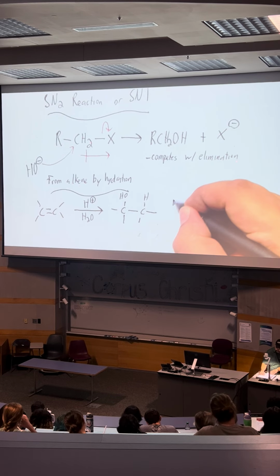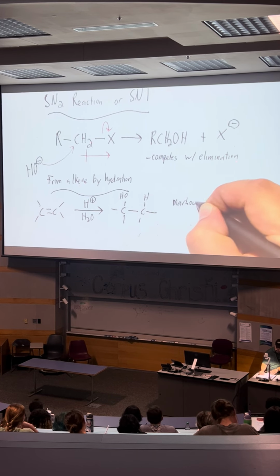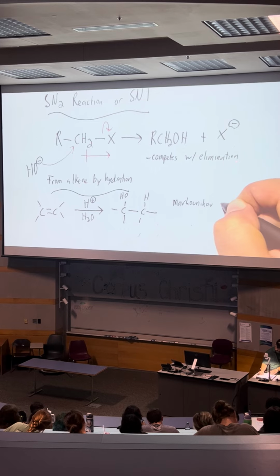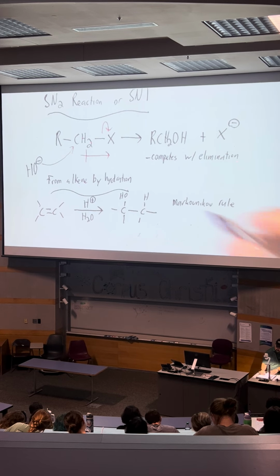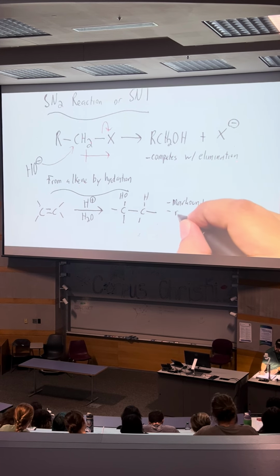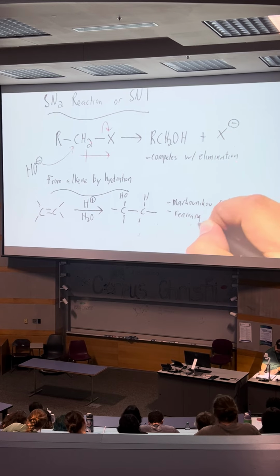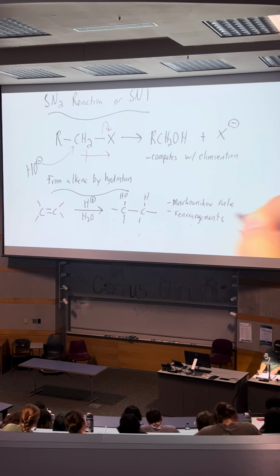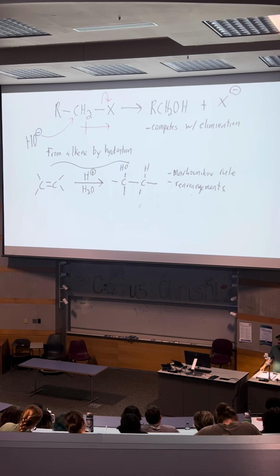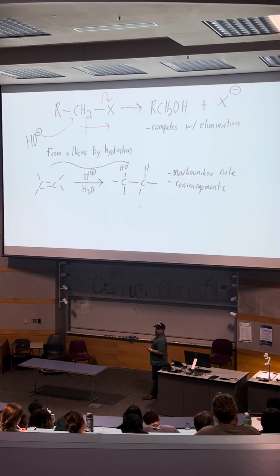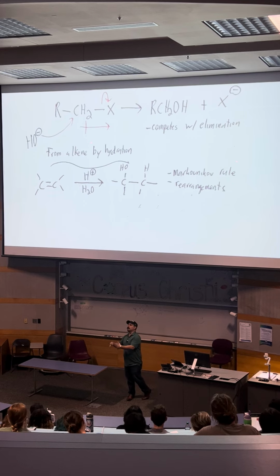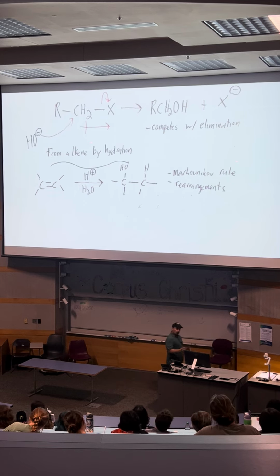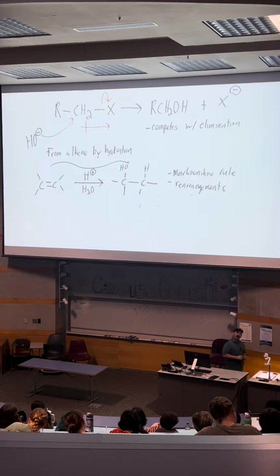So you have to remember Markovnikov's rule is in effect for this transformation. And you have to remember that rearrangements are possible because this transformation proceeds through a carbocation intermediate. Right? And so, if you remember, carbocation stability is that the tertiary carbocations are more stable than the secondary, more stable than the primary. And so rearrangements can occur via 1,2 hydride shifts or 1,2 alkyl shifts.